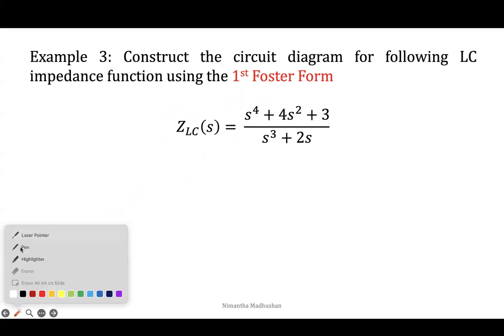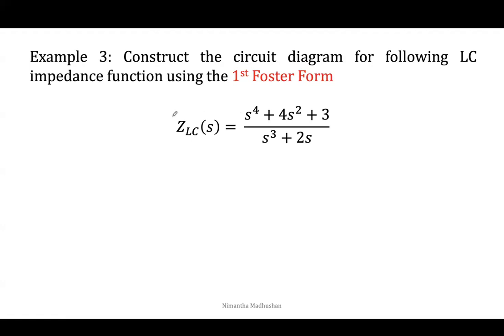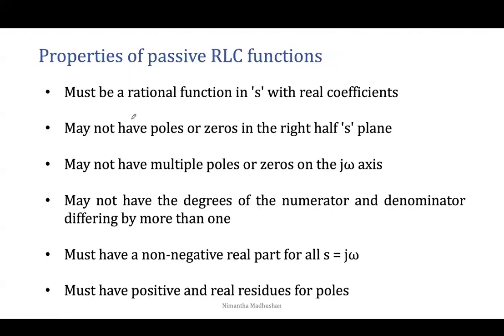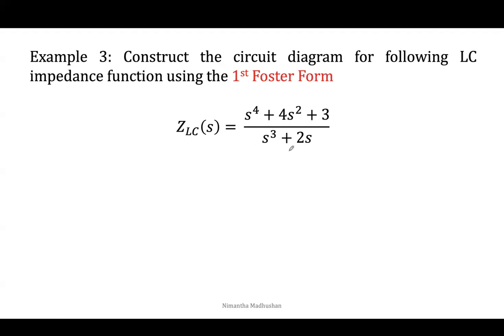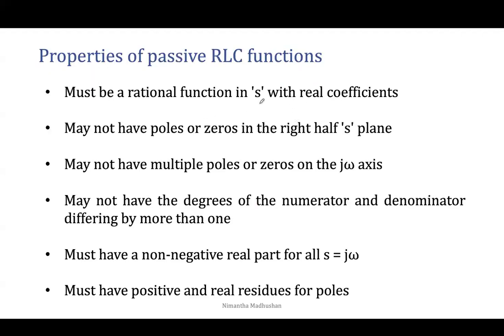Before going to construct the circuit, we have to check whether this function is realizable or not. For that, we have to check some properties of passive RLC functions. These are some properties. First one is it must be a rational function in S with real coefficients. You can see in this function all the terms have real coefficients. Then the first condition is satisfied.